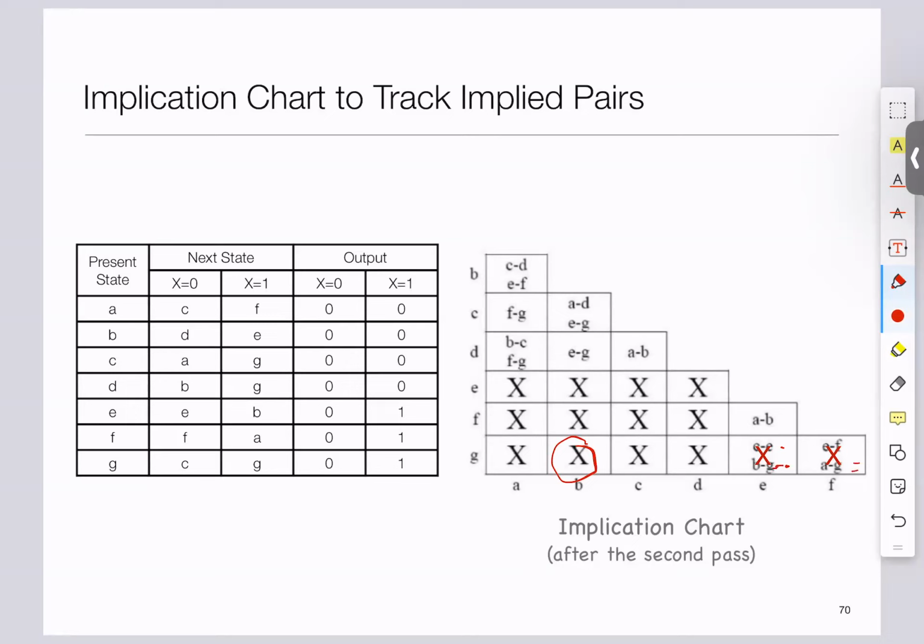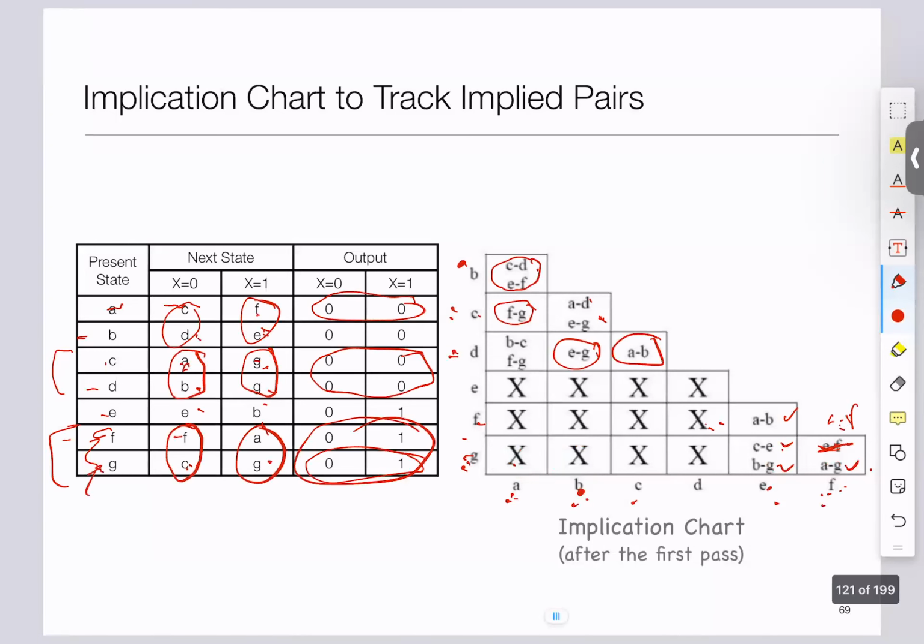And likewise, this one gets ruled out because it requires A equivalent to G, and that is ruled out here. So by looking at the X's, we can begin to rule out which of the other boxes are never possible. So these two boxes go away: it can never be the case that G is equivalent to E or G is equivalent to F. So let me pause here.